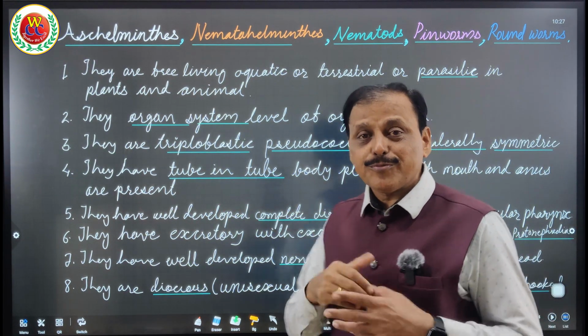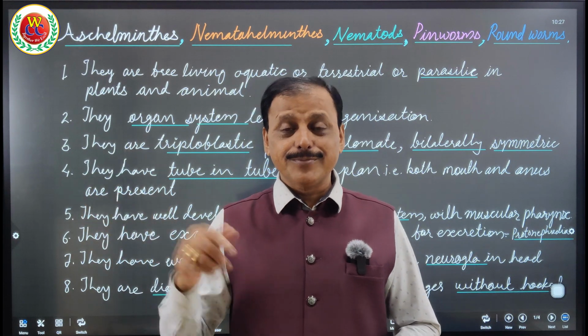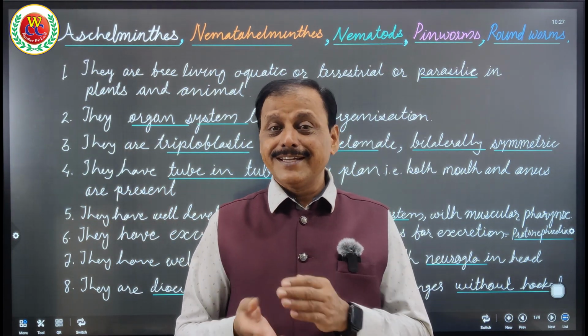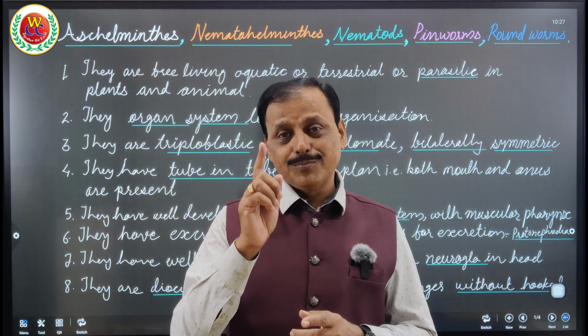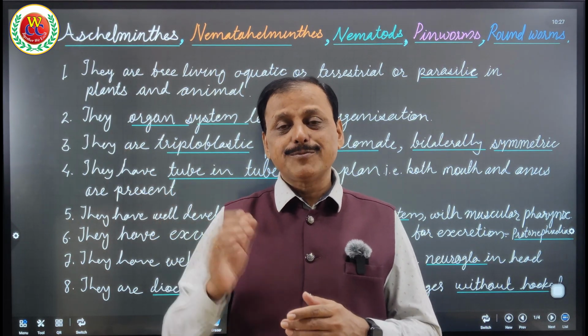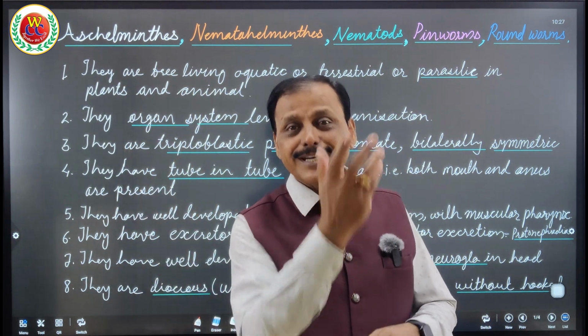They have a tube in tube body plan. What does it mean? Very first time. Otherwise, what we learn is the blind sac body plan. It is in the next order that they have mouth as well as anus. That means both openings. Otherwise, up to Aschelminthes, mouth was there but anus was not there. See in the evolutionary trend how organisms have evolved.